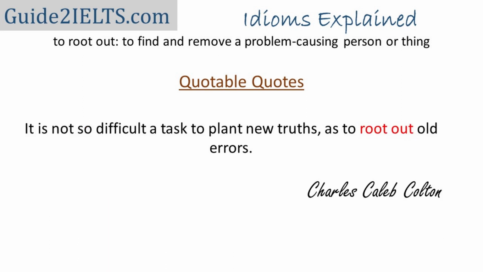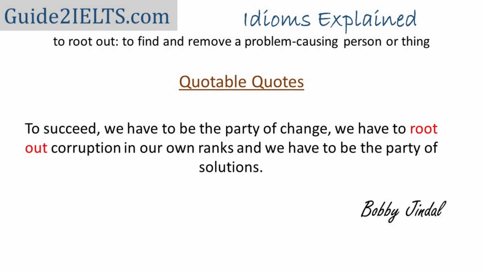Next one is by English writer Charles Caleb Colton about the difficulty and bravado needed to correct mistakes of the past before jumping into new stuff. It is not so difficult a task to plant new truths as to root out old errors. American politician Bobby Jindal here talks about the need to eradicate corruption. To succeed, we have to be the party of change. We have to root out corruption in our own ranks, and we have to be the party of solutions.